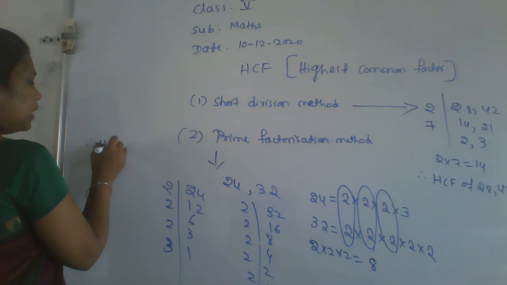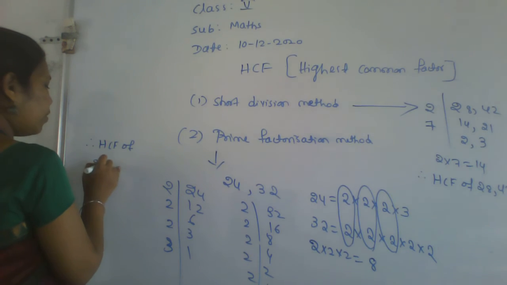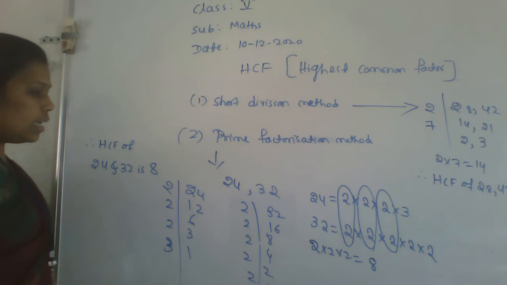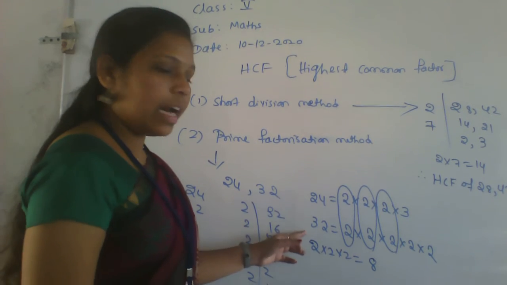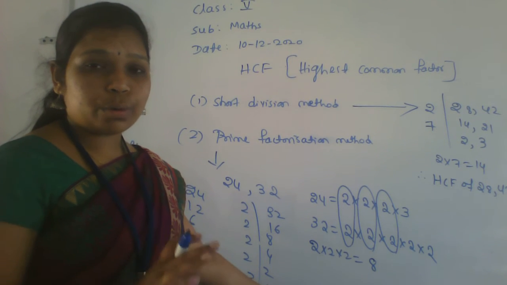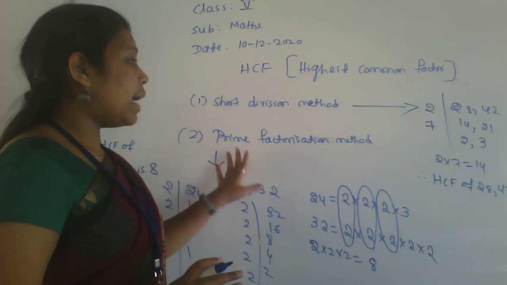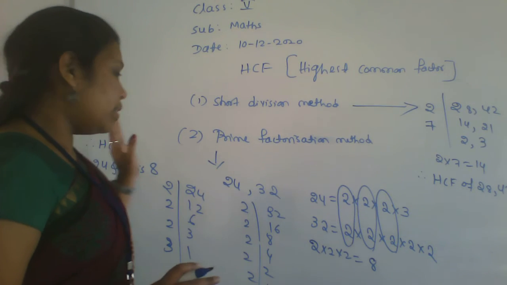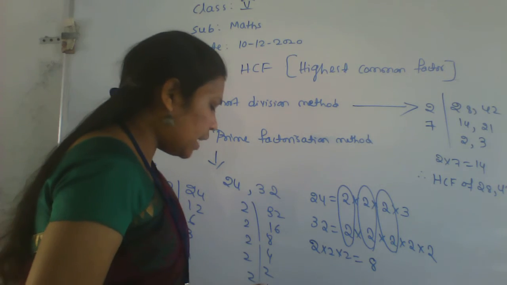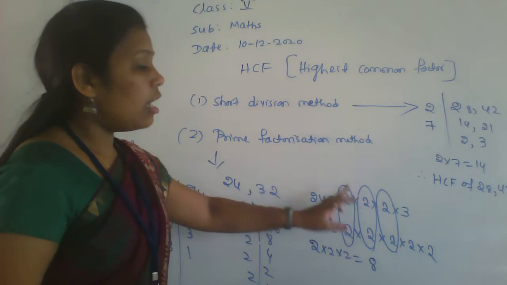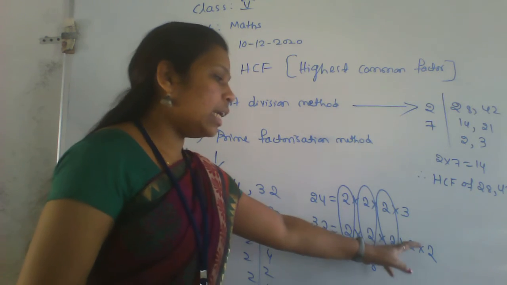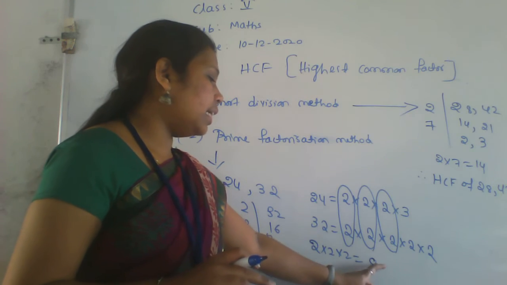Therefore, HCF of 24 and 32 is 8. Getting the idea how to do this? This is called the prime factorization method. First we have to find the prime factors of the first number, next the prime factors of the second number, then write them like this. See which ones are common, and take only those. If 3 also appeared one time in both, then you could take 3 also.